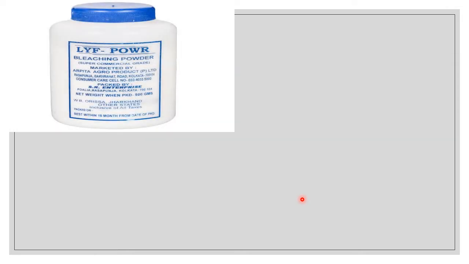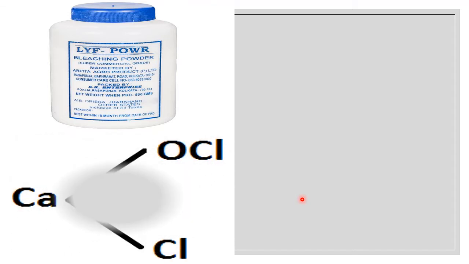So I welcome you to today's session on one more important commercial salt, and its common name is bleaching powder. Its formula is CaOCl2. Why are two lines shown here? These lines are bonds which are connecting to the calcium.